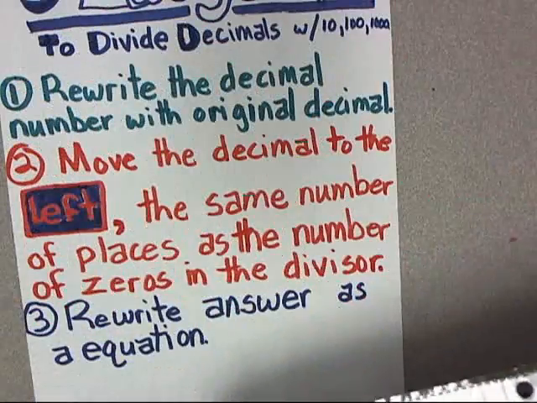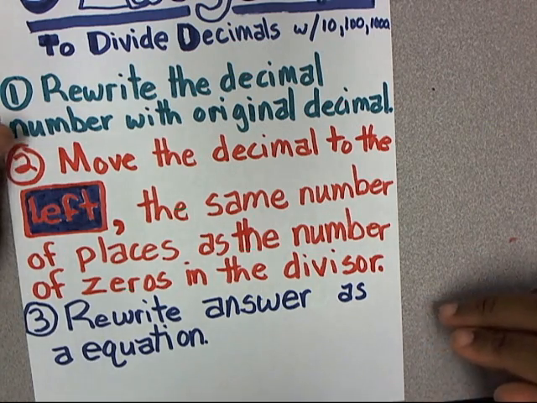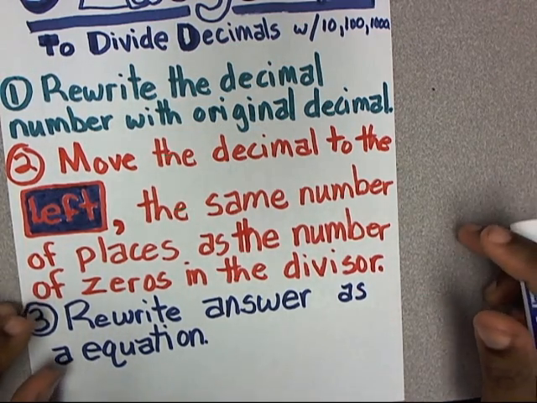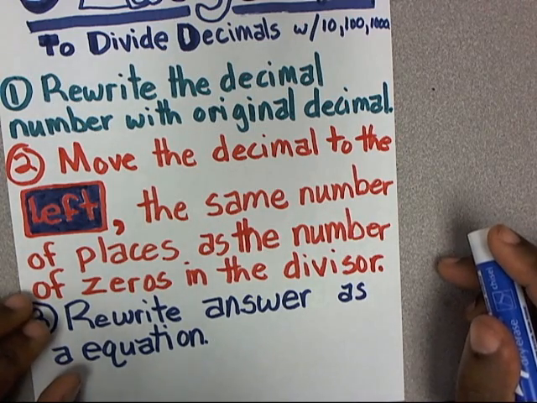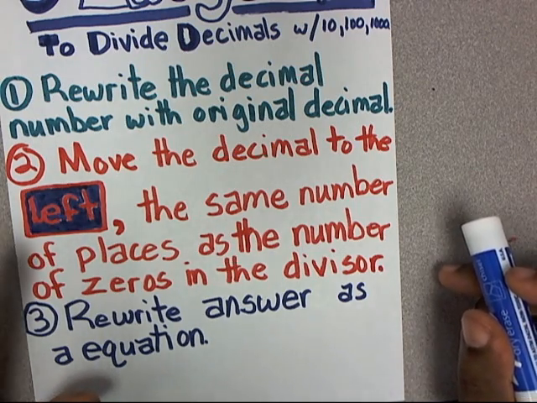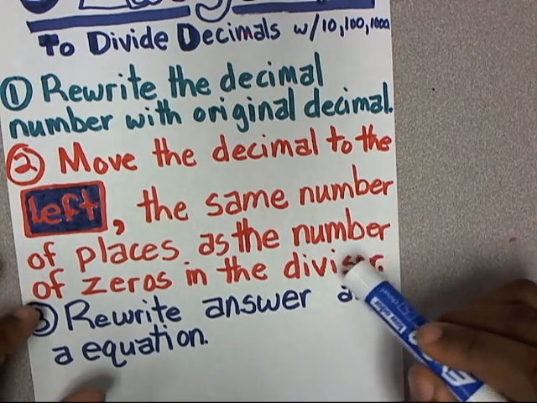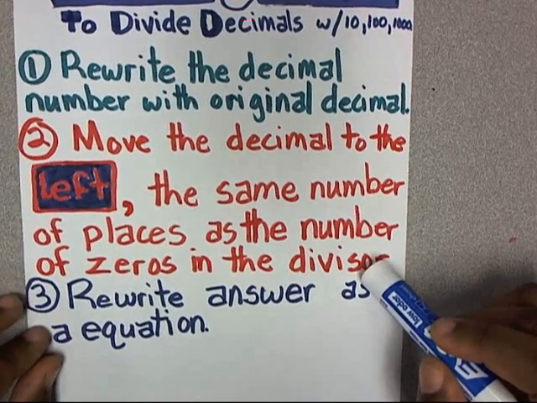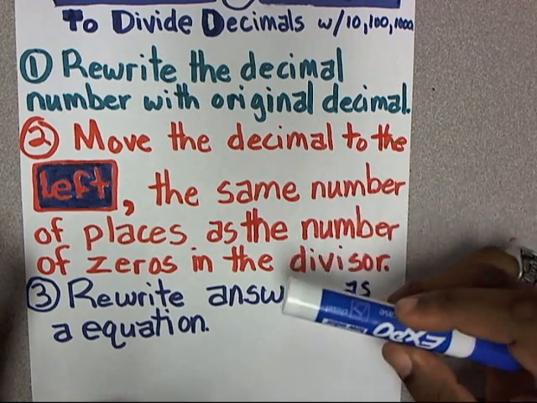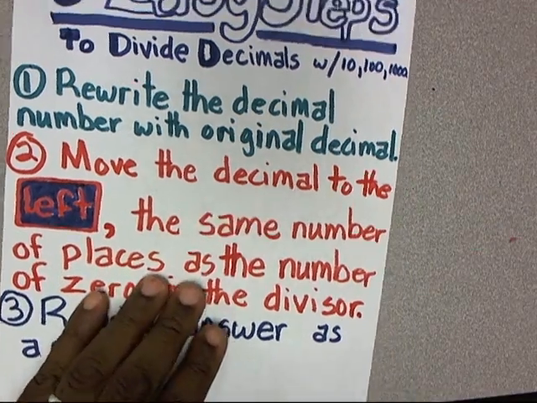Now we're going to look at dividing decimals. You have 3 easy, simple steps to divide decimals with 10, 100, 1000s, and so on. Step number 1, you must rewrite the decimal number with original decimal. Step number 2, you move the decimal to the left, not the right, the left, the same number of places as the number of zeros in the divisor. Step number 3, rewrite the answer as an equation. Make sure that you have your equal signs lined up. You have a variable on one side and the answer on the other side.